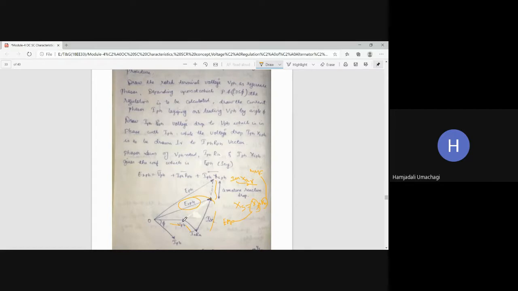So from the tip of V phase, draw I RA drop, which is in phase with the I phase. This is my I phase. Parallel to that we are having I RA, while the voltage drop I phase XL is to be drawn perpendicular to I phase RA. So 90 degrees ahead, that is perpendicular to I RA, it will be I into XL vector.